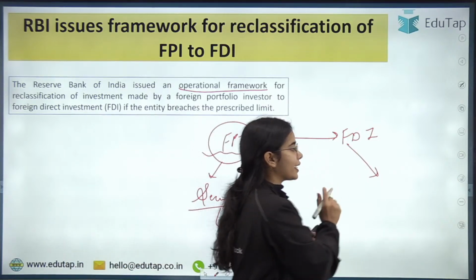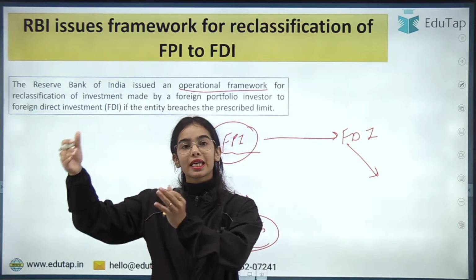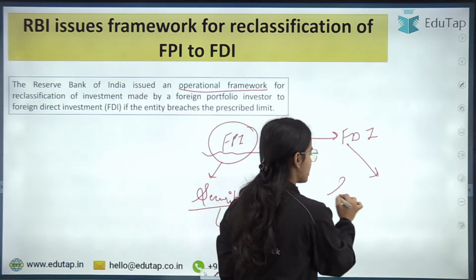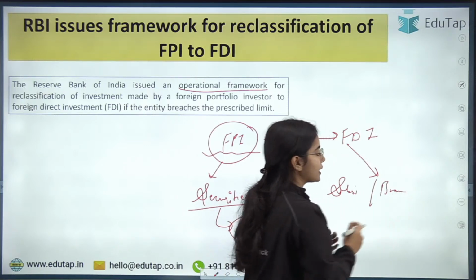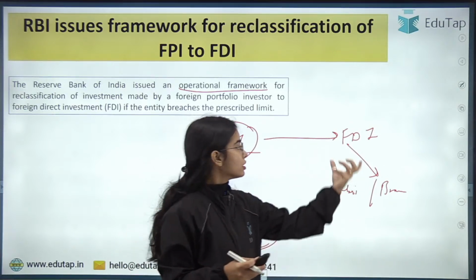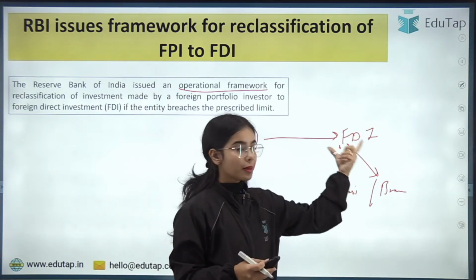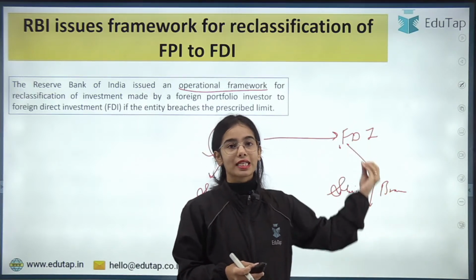While FDI is the foreign direct investment, where the foreign banks or the foreign institutions are establishing their subsidiaries or establishing their branches in our country. Like the Standard Chartered Bank has a branch in our country. So when the foreign companies are establishing their subsidiaries or their branches in our country, that is FDI.